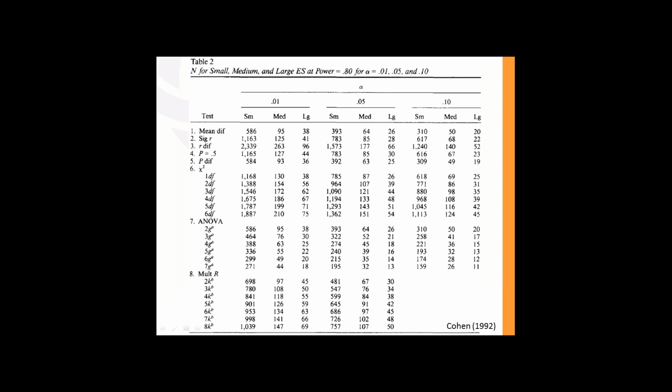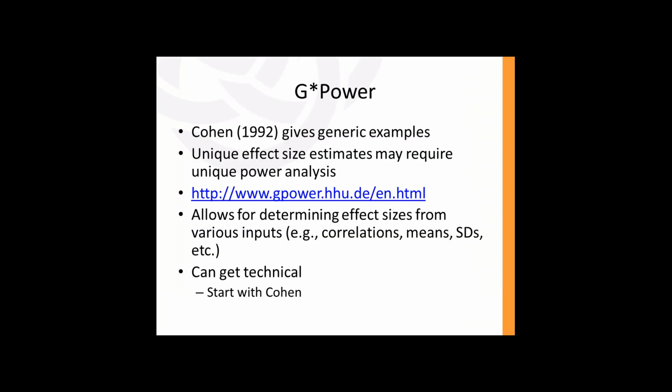Okay, so this is a good place to start. You start with this table here in Cohen to make a prediction about how many participants you would need. There is also another way that you can do this, which is a software called GPower. GPower allows you to get much more precise estimates, where Cohen gives more generic examples, right, with small, medium, and large. Well, what you can do is build more precise estimates using GPower.